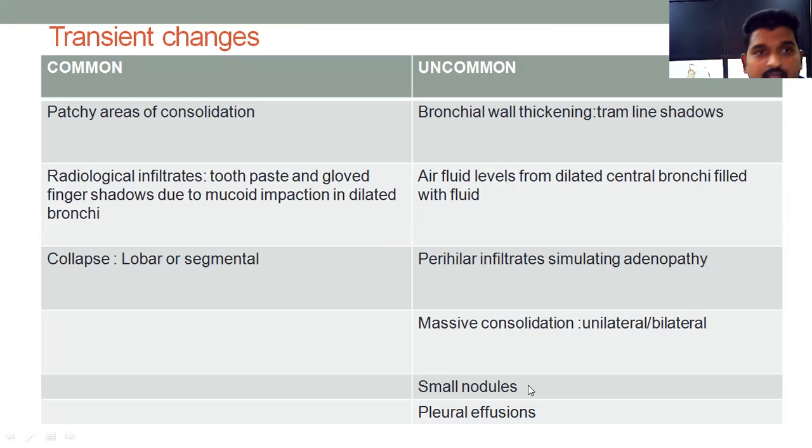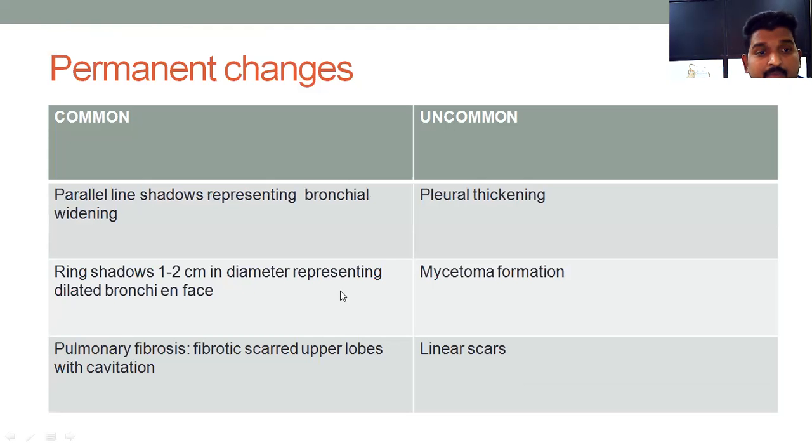So that also is one of the uncommon findings, which is considered a transient change. There are certain permanent changes you see. Parallel line shadows representing bronchial widening, ring shadows 1 to 2 cm in diameter representing dilated bronchi. There is bronchiectasis, and pulmonary fibrosis, with fibrotic scars predominantly distributed in the upper lobes, and cavitation can be seen. These are the permanent changes. You see more of fibrotic and chronic changes like bronchiectasis and fibrosis.